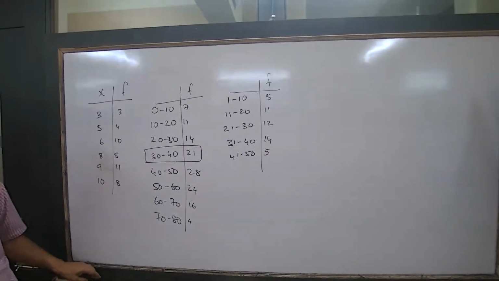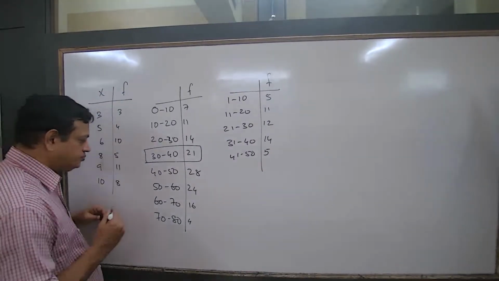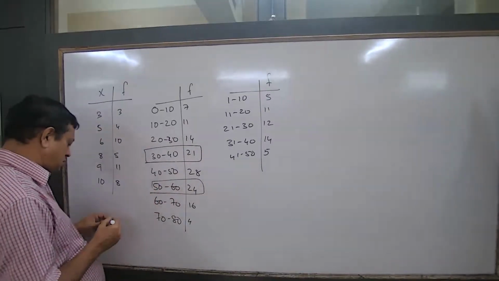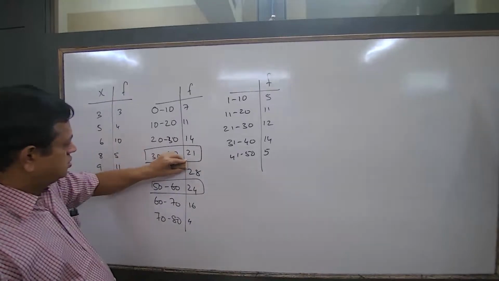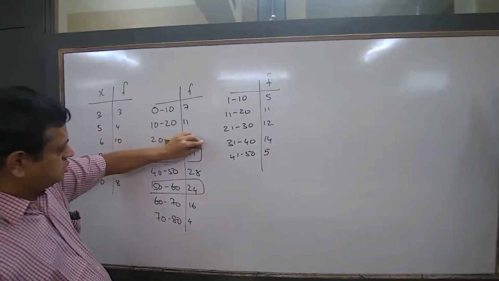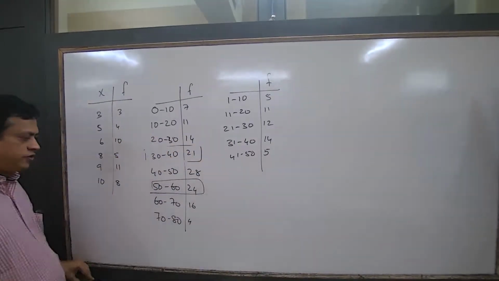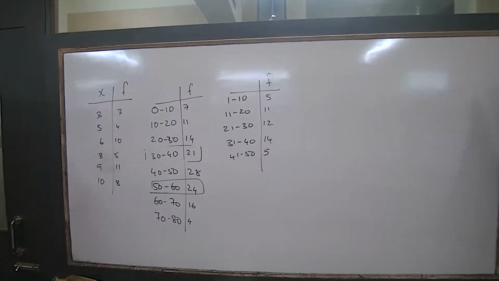Aditi followed. Okay. Aditi, I marked one class interval. Which is the class interval I marked? 50 to 60. Okay, Aditi, tell the following values. What is the frequency of this class? 24. What is the upper class limit? 60. Lower class limit? 50. What is the class size? 10. What is the class mark?